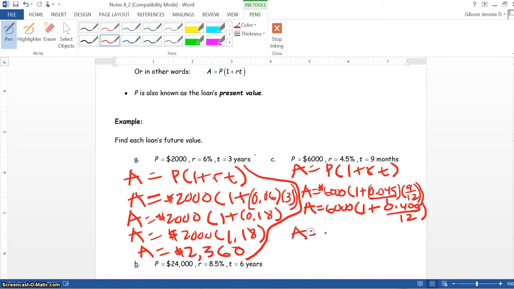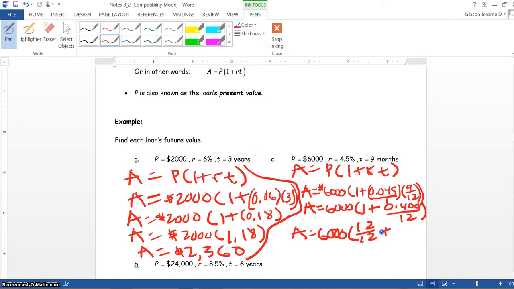So now we will have 6,000, and we'll have 1 plus 0.405 all over 12. So when we put that in our calculator, 1 plus 0.405, and divide that by 12, that would give us a long decimal. So what we need to do is this here. We need to change this 1 into an improper fraction. So this 1 we could write as 12 over 12.